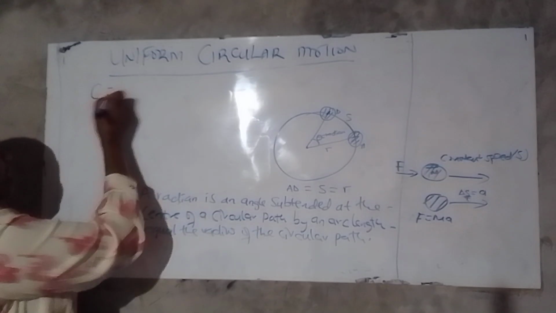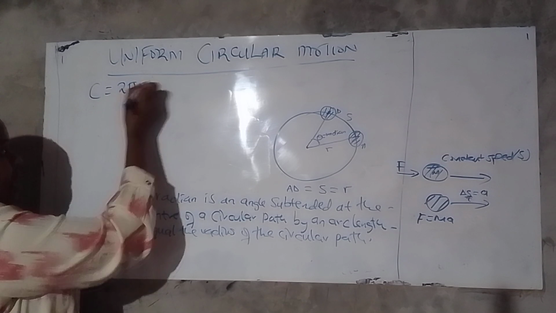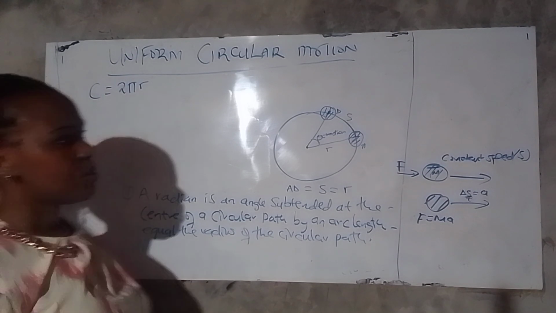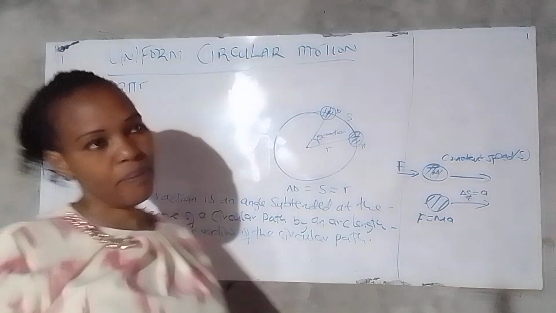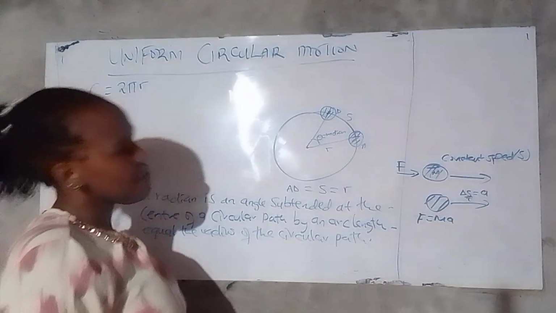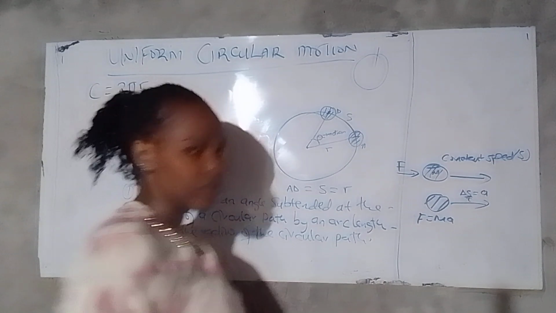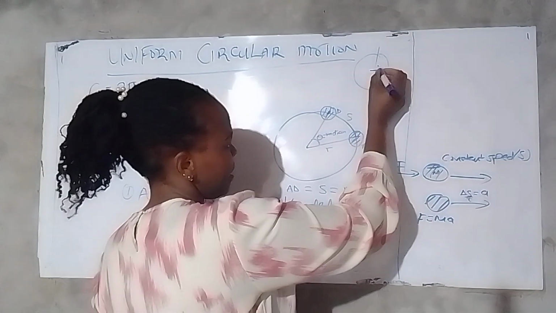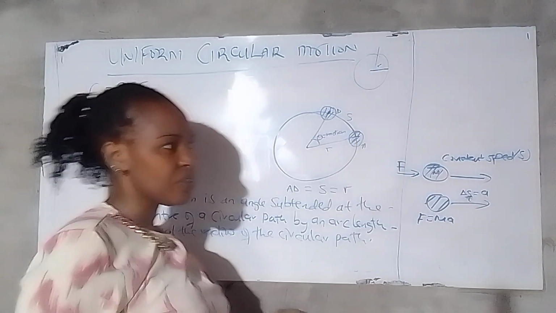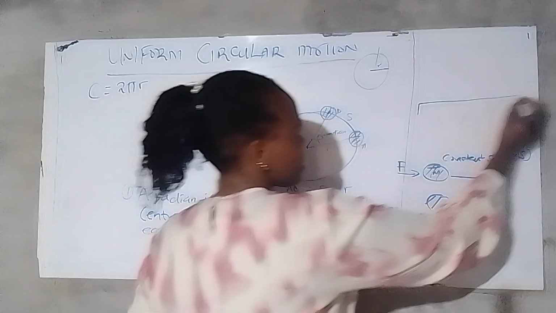Circumference is equal to 2 pi r. Now, most of us don't understand 2 pi r. Let's understand 2 pi r. What does that mean? If you have a circle, then you cut it at that point, and this circle has a radius r. You cut it at that point, then you come and stretch it on a ruler.